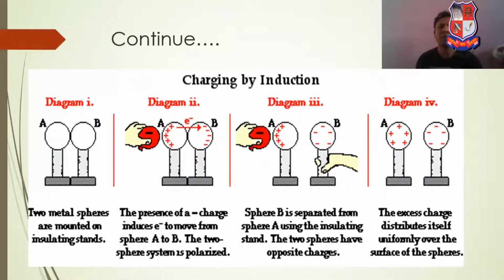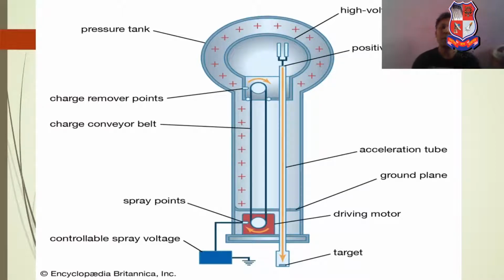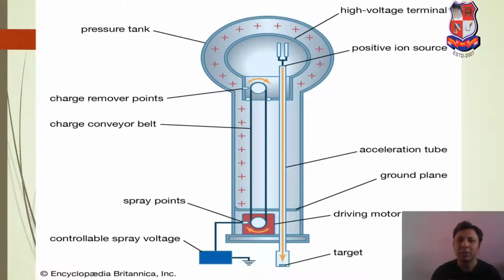One very popular device, which is a good example of electrostatic induction, is called the Van de Graaff generator. Look at this. This is the Van de Graaff generator. It is a very popular device for testing any electrical devices on the basis of high voltage. If you test a device for a high voltage, then this Van de Graaff generator is used.